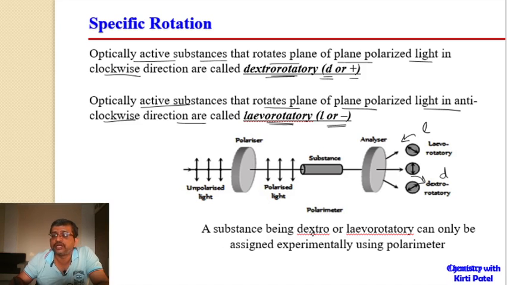Whether a substance is dextro-rotatory or levorotatory can only be found experimentally by using a polarimeter. This is very important because we cannot assign the small d or small l or plus or minus sign just by observing the structure of a molecule.